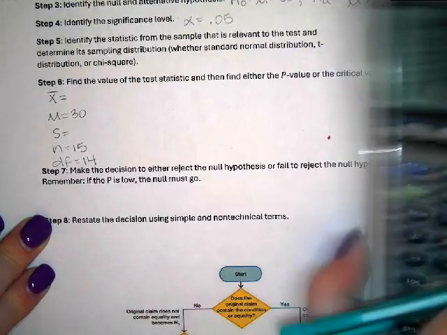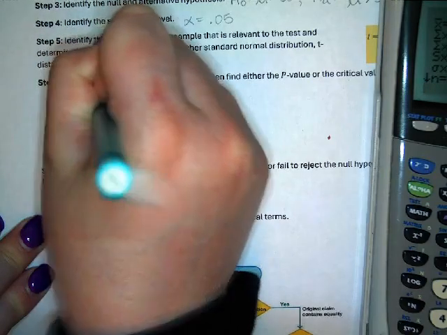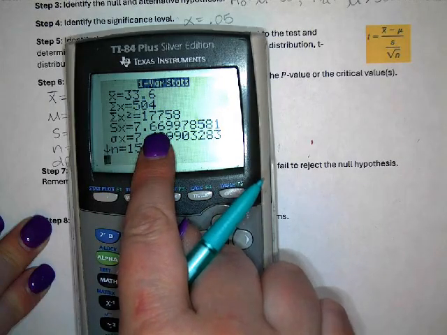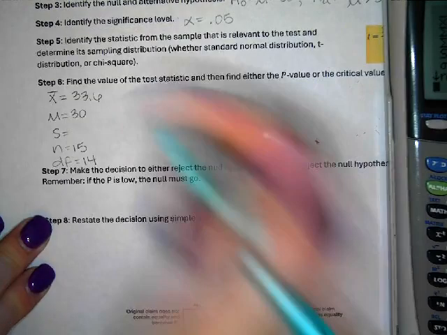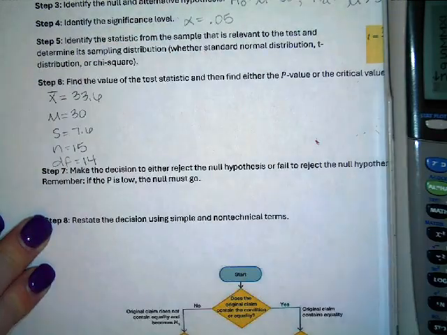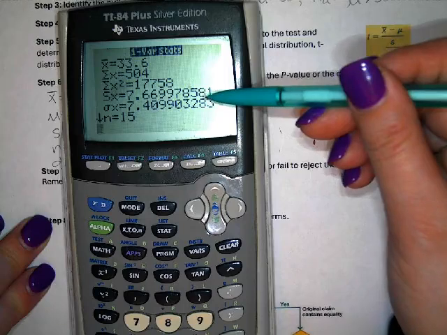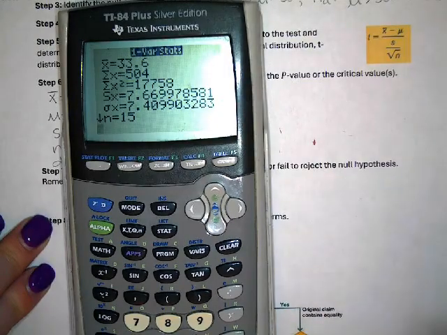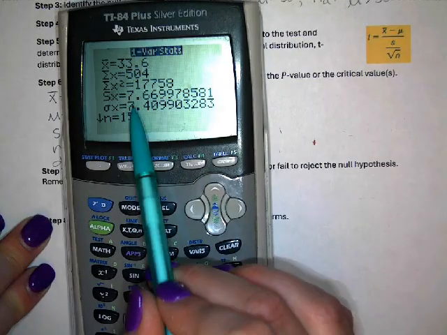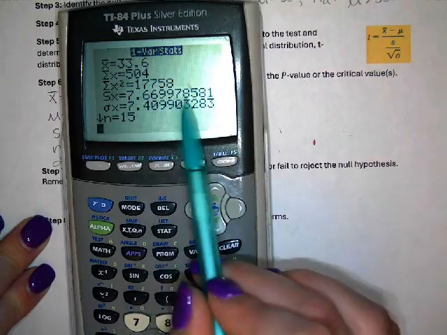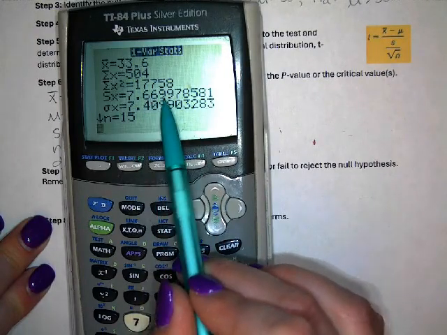And S is 7.6699. I'm just going to do 7.67. Actually, let me go ahead and do more digits there. Usually if you're working with any numbers, the more digits that you have when you write a number down, the better, so that you do not make any rounding errors. It's better to round more at the end of the problem. So I'm going to write 7.66998, so that I don't have to round as much.